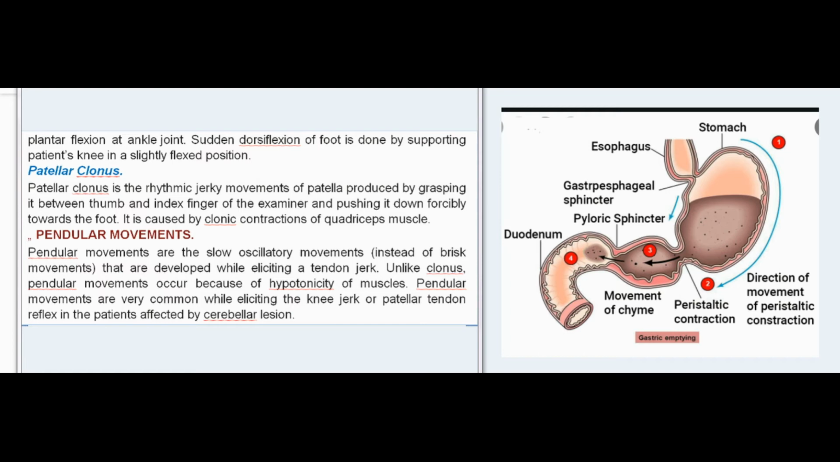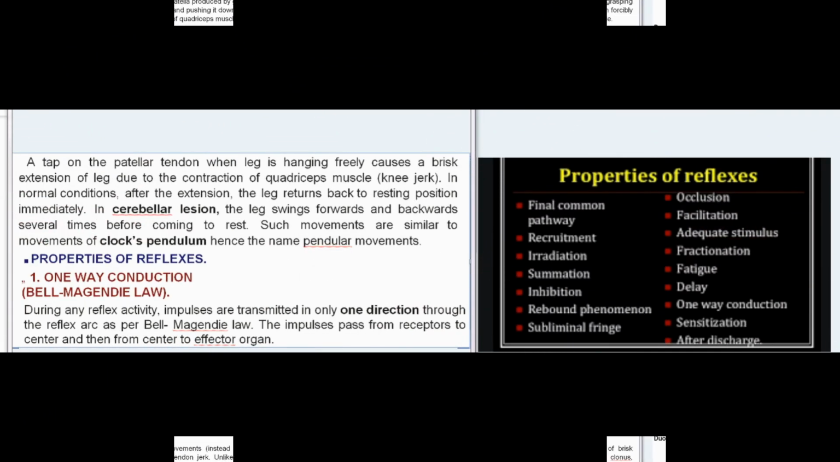Pendular movements. Pendular movements are the slow oscillatory movements, instead of brisk movements, that are developed while eliciting a tendon jerk. Unlike clonus, pendular movements occur because of hypotonicity of muscles. Pendular movements are very common while eliciting the knee jerk or patellar tendon reflex in the patients affected by cerebellar lesion.